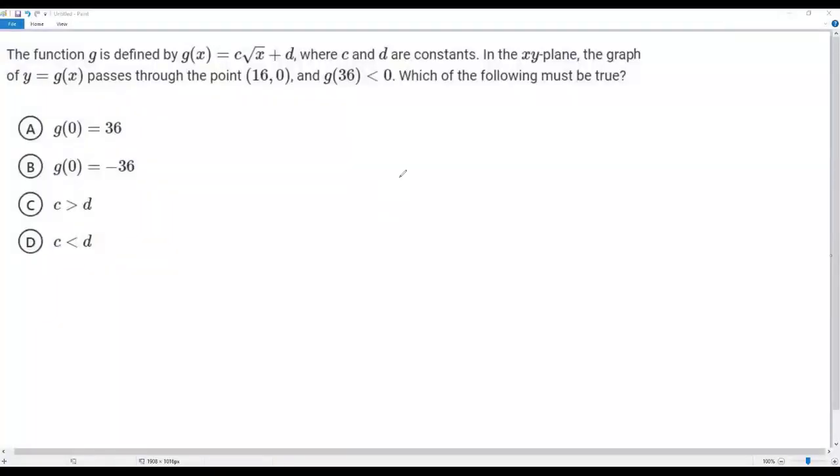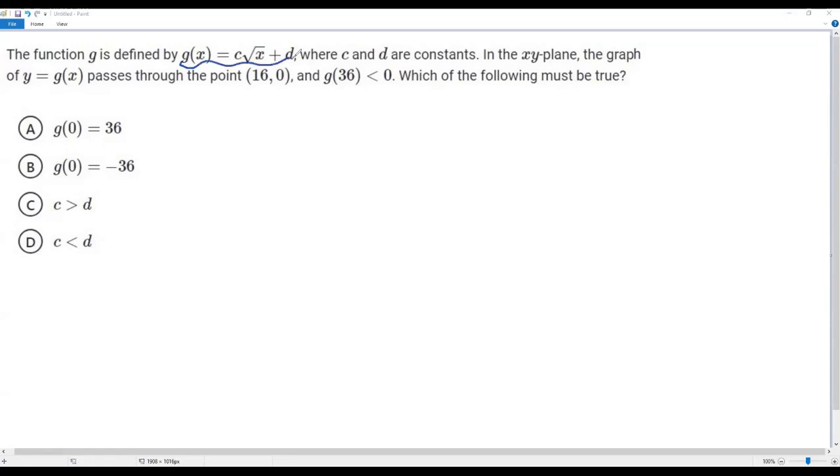Here we have a SAT math question. Okay, let's go to the information. The function g is defined by g of x equals c times the square root of x plus d, where c and d are constants. In the xy-plane, the graph of y equals g of x passes through the point (16, 0), and g of 36 is less than 0. Which of the following must be true?